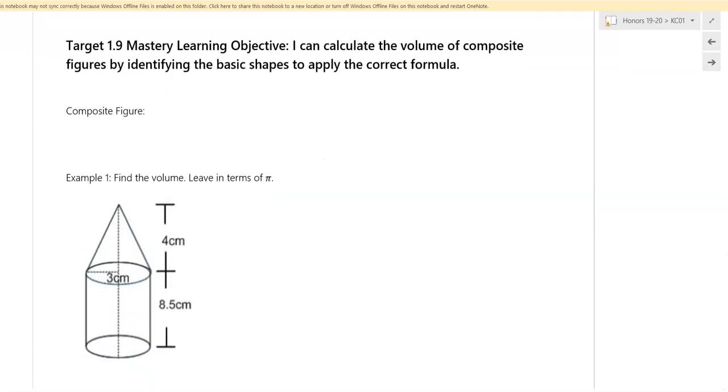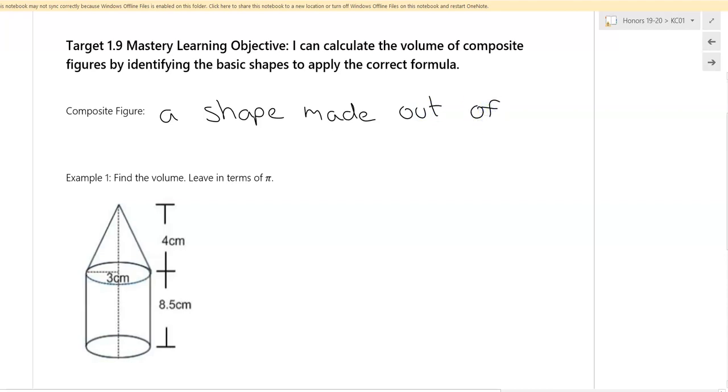Looking at target 1.9, maximum limiting objective, I can calculate the volume of composite figures by identifying the basic shapes to apply the correct formula. So our composite figure, what does that mean? A composite figure is a shape made out of two or more of our basic shapes, right?